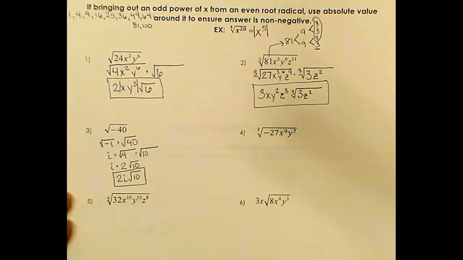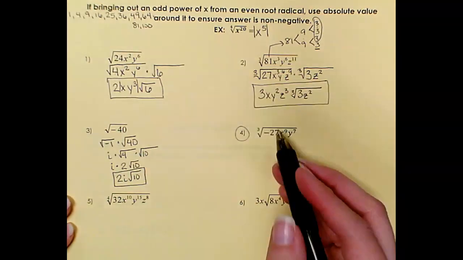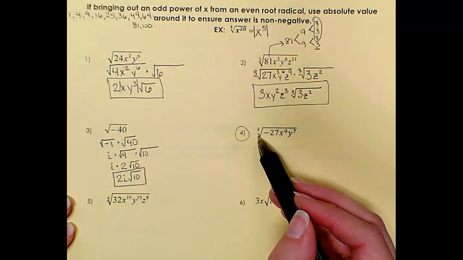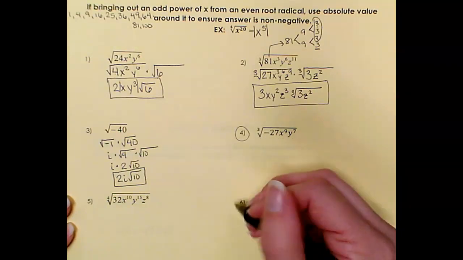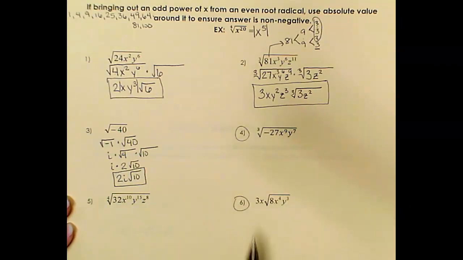Okay. So what I'd like for you to do is pause your video and try to find the simplified version of the cube root of -27 x to the 9th y to the 7th, and also for number 6, 3x times the square root of 8x to the 4th y to the 3rd. So pause your video and try numbers 4 and 6.